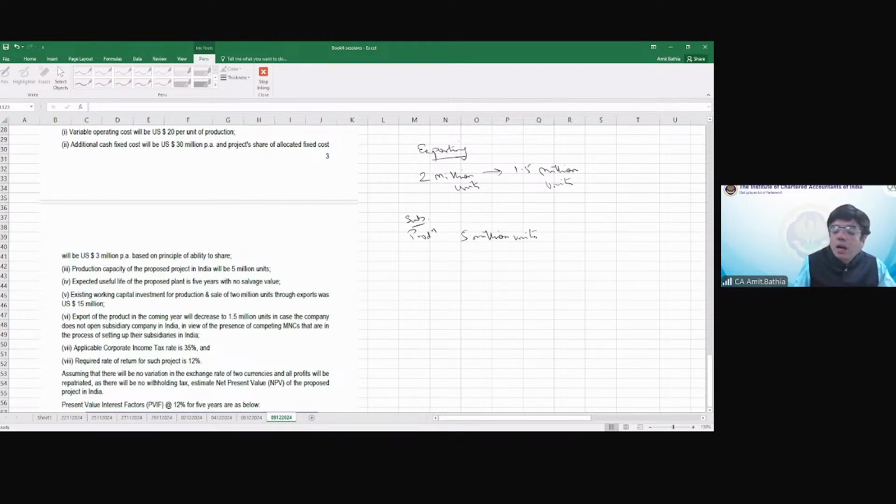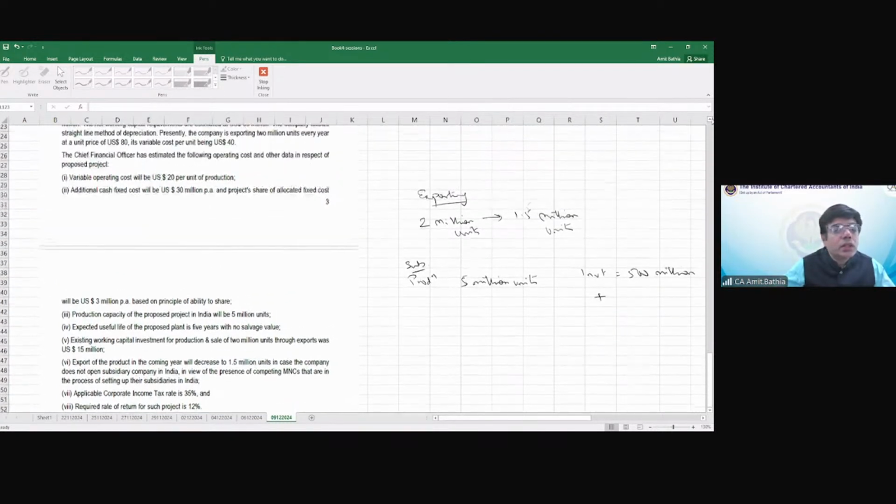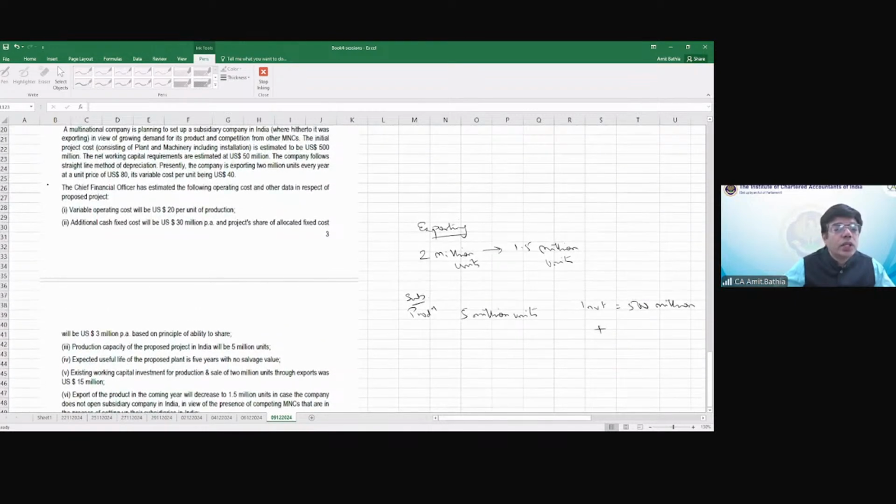Now, for this, how much is the investment? Investment is 500 million plus. Do you have any net working capital requirement, additional investment for working capital? Yes. What is being told to us? $50 million. You have a requirement for another $50 million for working capital, right?